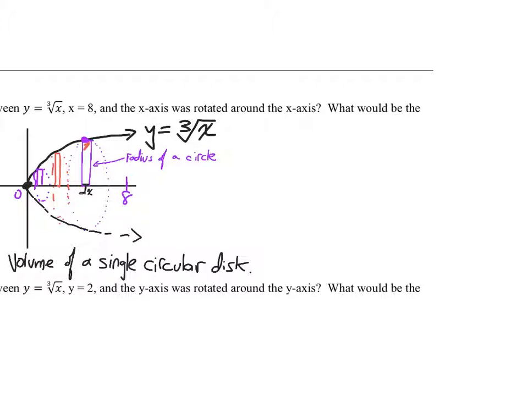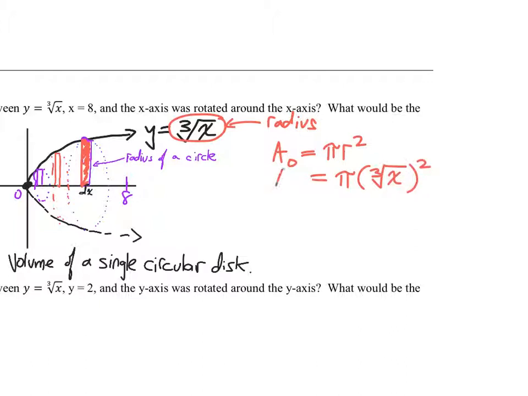So this represents the radius. That's a distance from the x-axis to a point in space, also known as y. We have that. So this will be my radius. Area of a circle: pi r squared. As it turns out, in order to find the volume using the disk method, all you need is the radius, because area is pi r squared, so pi times cube root of x squared. That's the area of the circle.